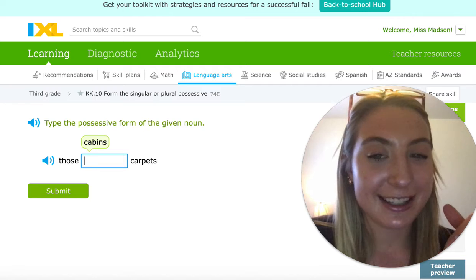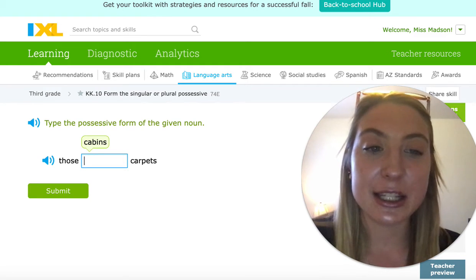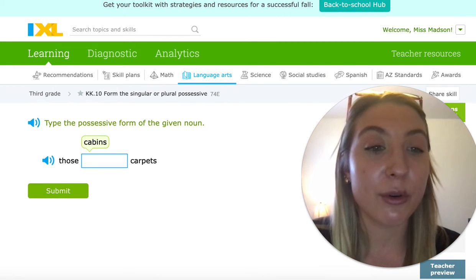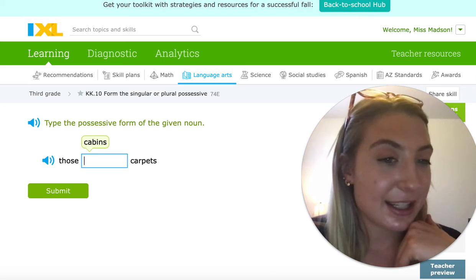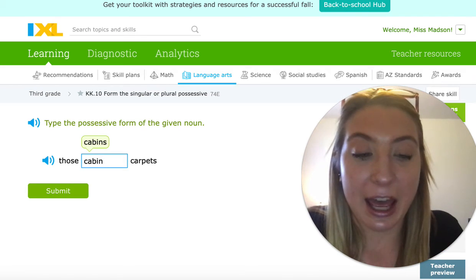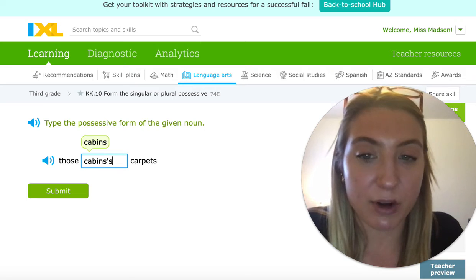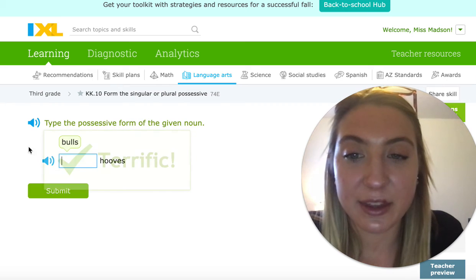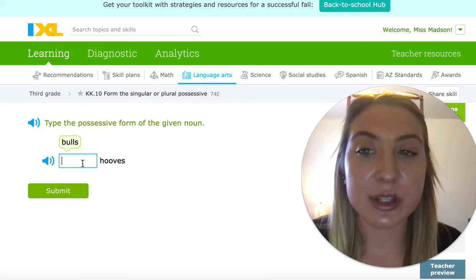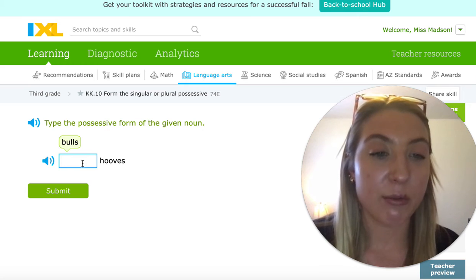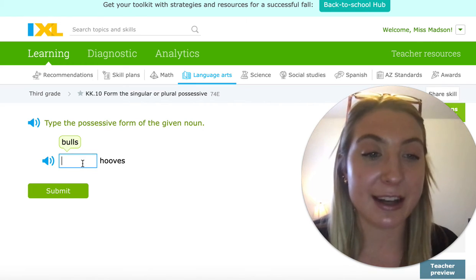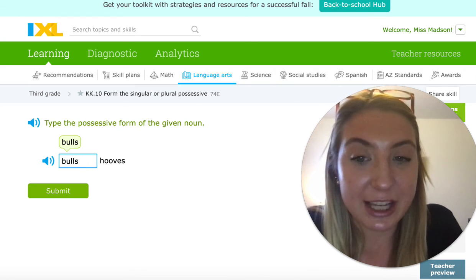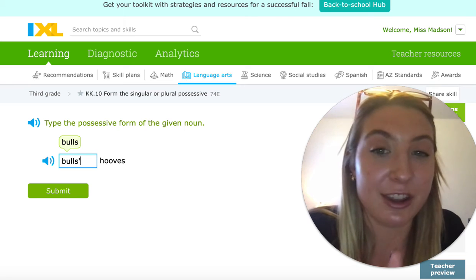So if I have cabins, I have to decide singular or plural. Cabins is plural because it ends in an S like a normal plural noun, and so instead of adding an apostrophe S, I add just an apostrophe at the end. So now I have bowls. Is bowls singular or plural? Bowls is more than one. It's a plural noun, and I know this because it ends in an S. It's not one of our irregular nouns. So I'm going to type in bowls and just add an apostrophe after the S.